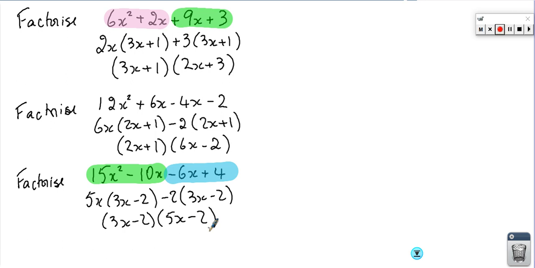So this is factorization by grouping. Thanks for your attention.